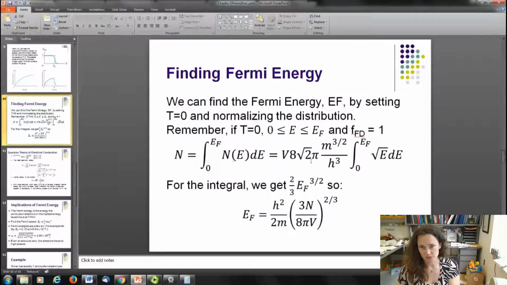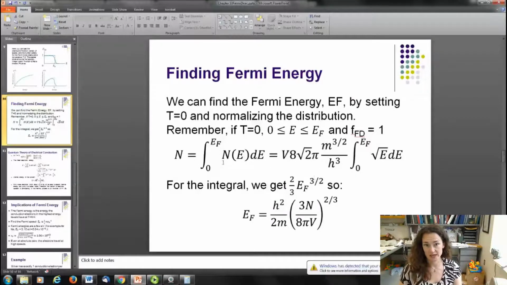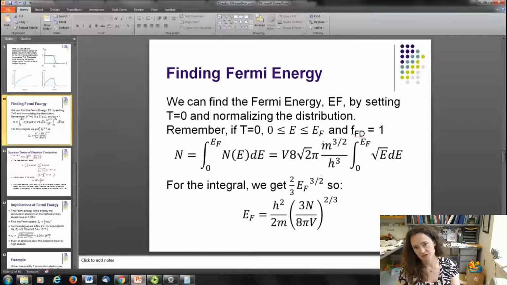N is equal to, because that normalizes your distribution function, if you integrate N(E) dE over all available states, then you should get the total number of particles, which is N. Okay, so here we have N equal to V times 8 square root of 2 pi m to the 3/2 over h cubed. That's all the constant stuff. I pulled that outside of the integral. And then we're just integrating from 0 to the Fermi energy of the square root of E dE.